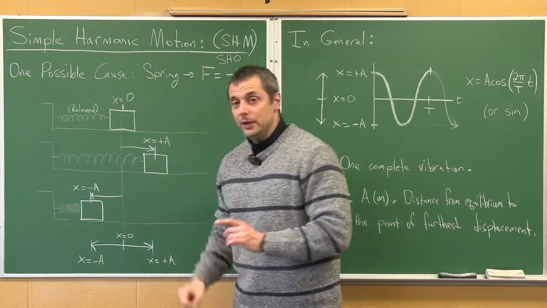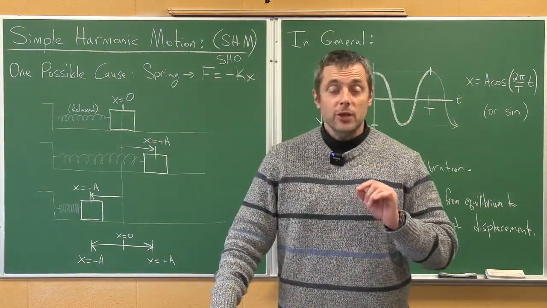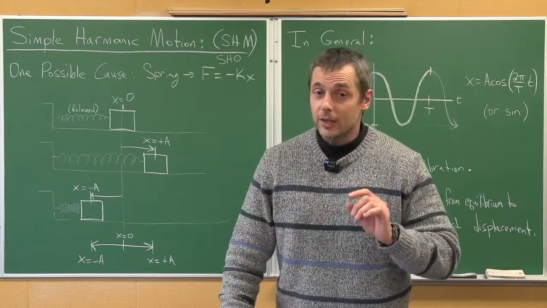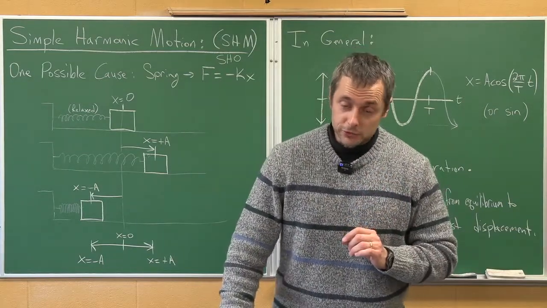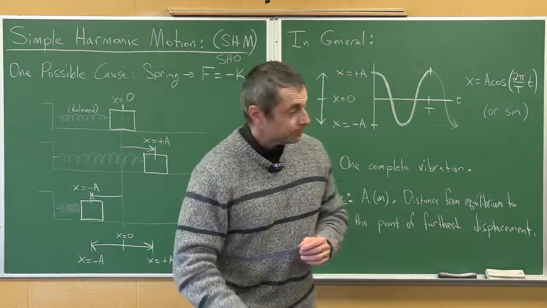All right, so a mass on a spring is only one possibility. You could have other objects oscillating for different reasons that are also in simple harmonic motion. So simple harmonic motion is more general than just a mass on a spring.